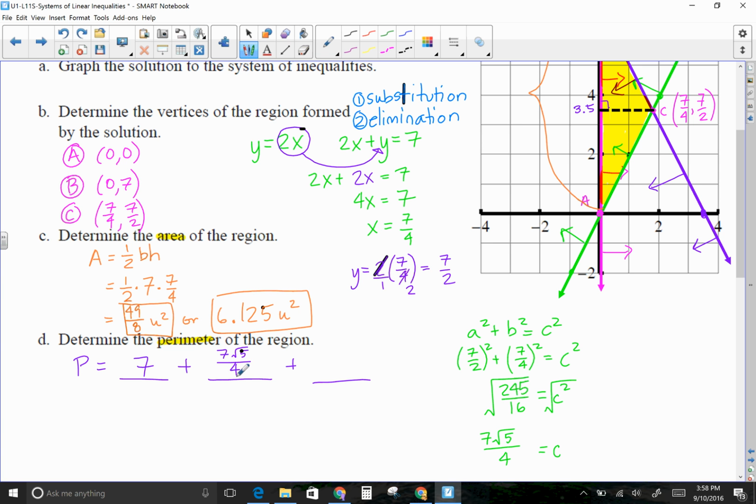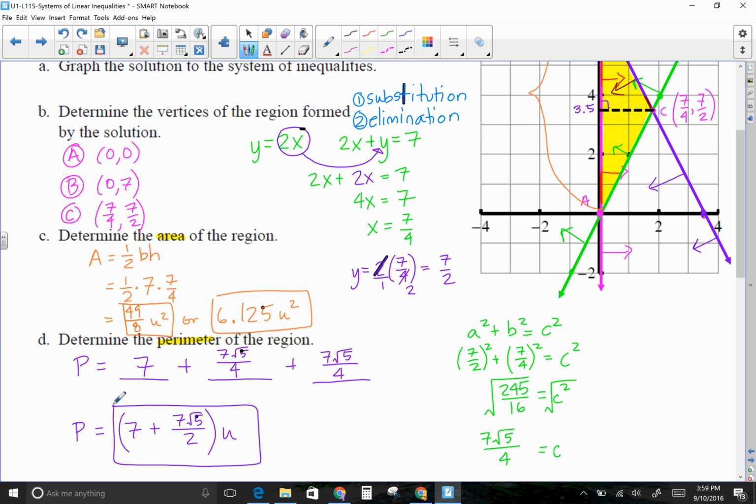And again, if you have that nice scientific calculator that I recommended, you can put that in there and it will give you your answer, which is 7 plus 7 square roots of 5/2. And this is perimeter. Perimeter is not squared, it's just units. But that is our answer.